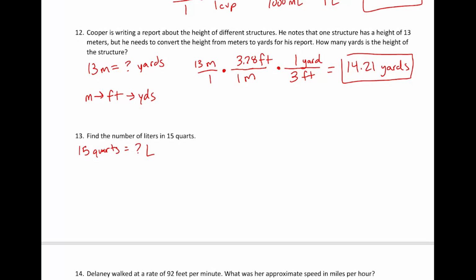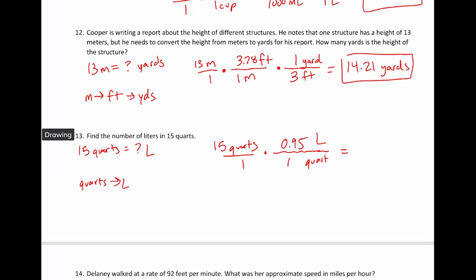Yes, 1 liter is 1.06 quarts. So yeah, we can go directly from quarts to liters. This is only going to take one multiplication here. So we start with 15 quarts, and we're going to multiply by the conversion here. We need quarts on the bottom, so let me start with that. Liters on top. And 1 quart is equal to 0.95 liters. So 15 times 0.95 is 14.25 liters.